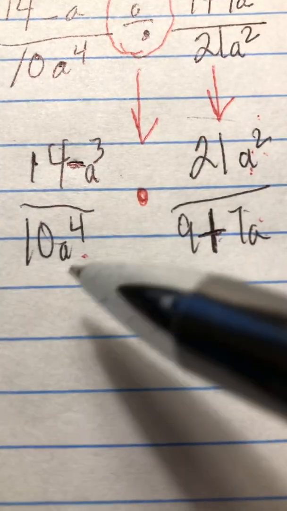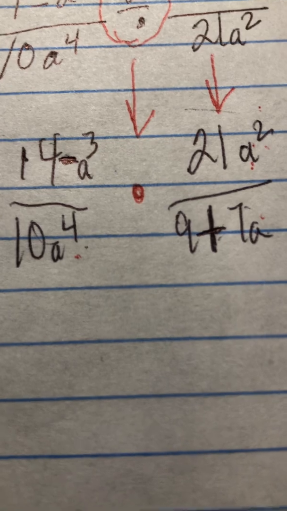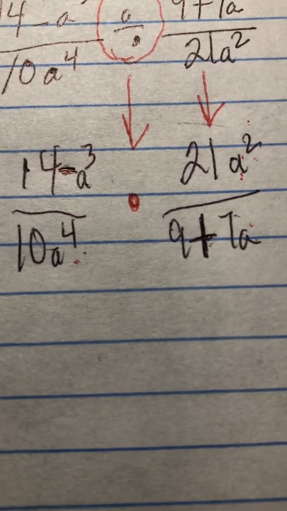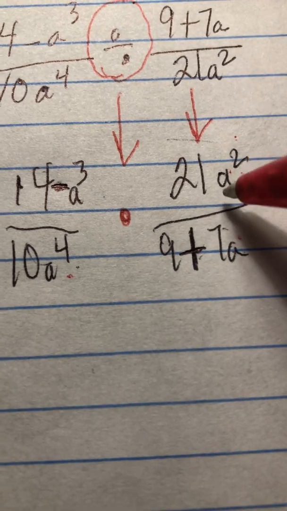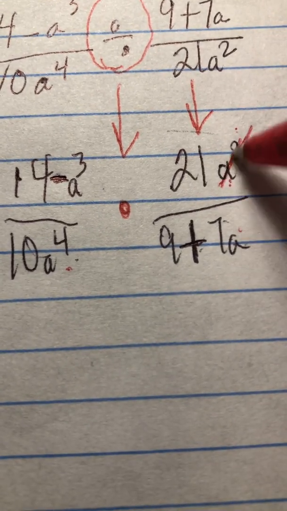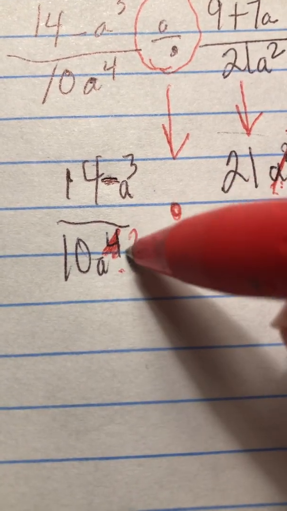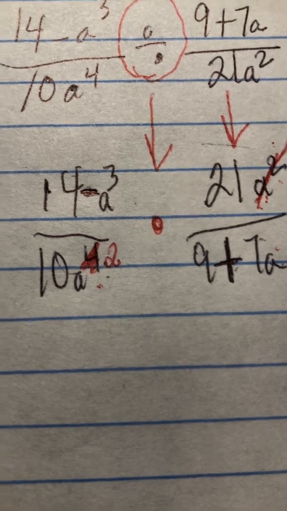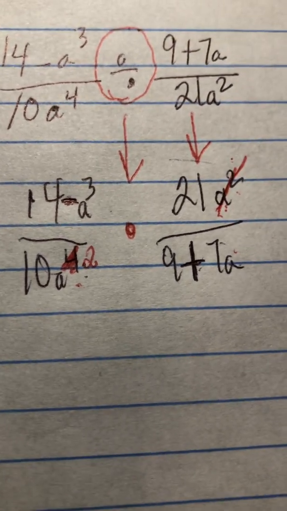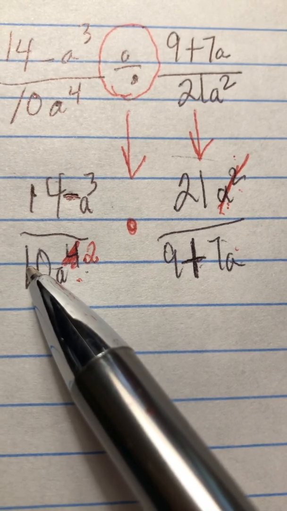But because the 10a to the fourth and the 21a to the second are not involved with any addition or subtraction, we can reduce some of those factors. So I can take two a's away from here, and that means I'm taking two a's away from here, and it leaves me with 2 left over. And really, that's it. I don't see anything else. 21 and 10 don't have anything in common with each other.